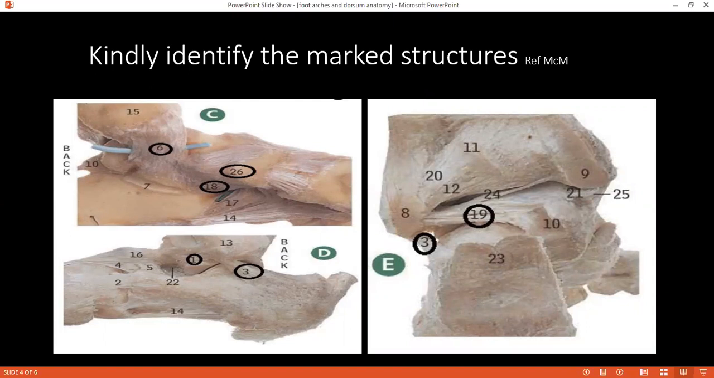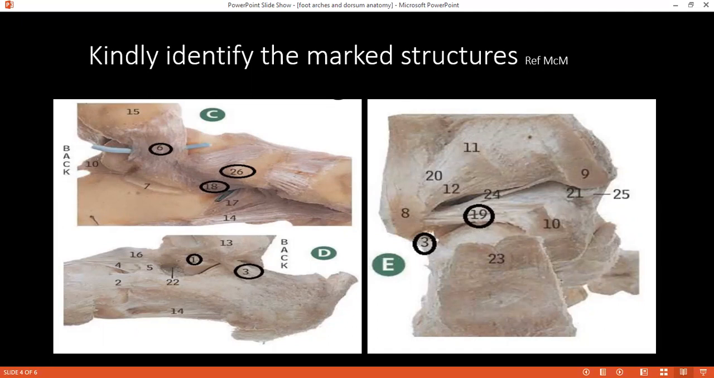Superiorly, it will be the medial malleolus of the tibia. Inferiorly, it will be attached to the calcaneum and the talus. There are five structures; count and then tell me all five of them. Inferiorly, talus, calcaneum, and spring ligament anteriorly.